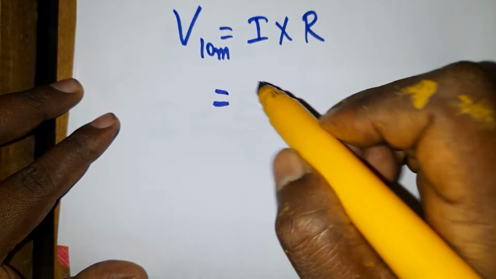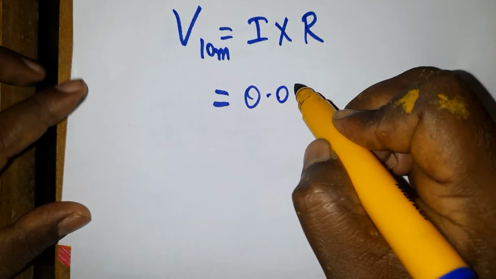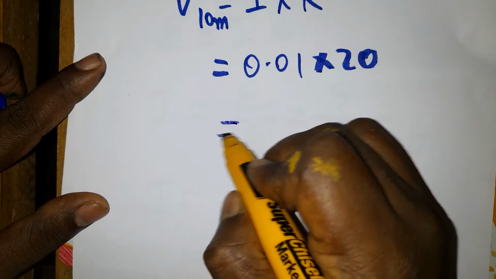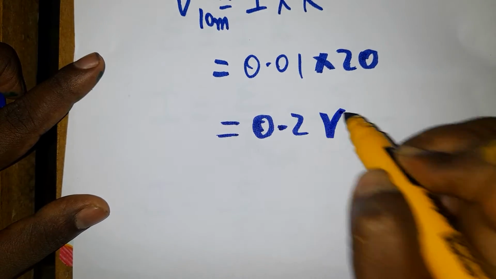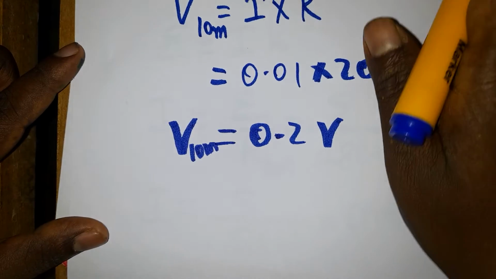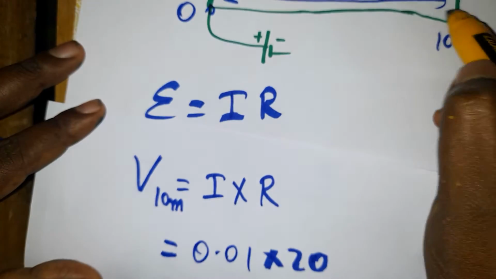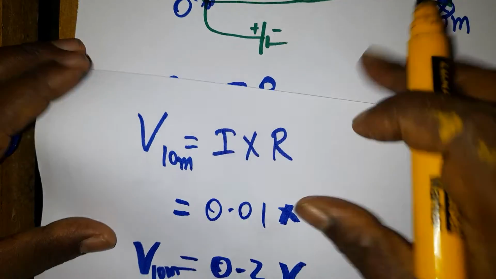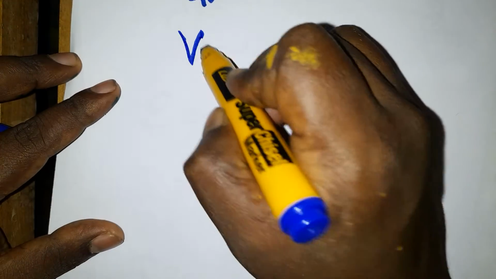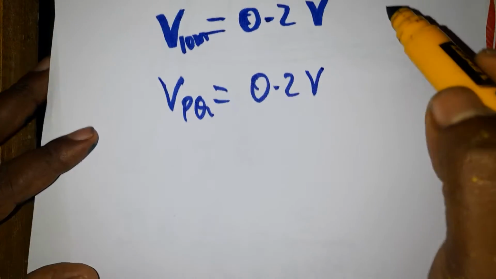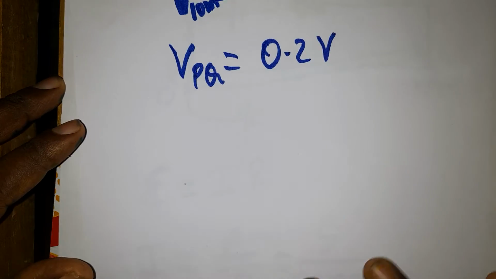What about the current? It is 0.01. What about resistance? 20 ohms. The answer we get is 0.2 volt. This 0.2 volt is for the 10 meter, the voltage from here to here. We'll take this point as P and this point as Q. The voltage across PQ is 0.2 volt.